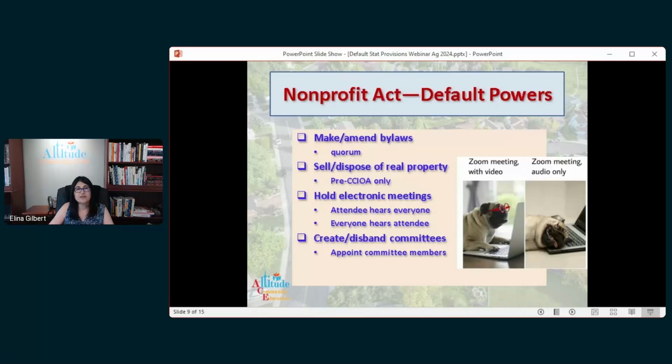Hey, now we're in the Nonprofit Act. So this is going to apply to communities regardless of when they were created. And these are all things that Kiowa does not speak to exactly and does not contradict. And so this is going to apply to all your associations. We're still on default powers, but now we're looking at the Nonprofit Act. Make and amend bylaws. So what this provision says is the board can make and amend bylaws unless specifically prohibited from doing so.